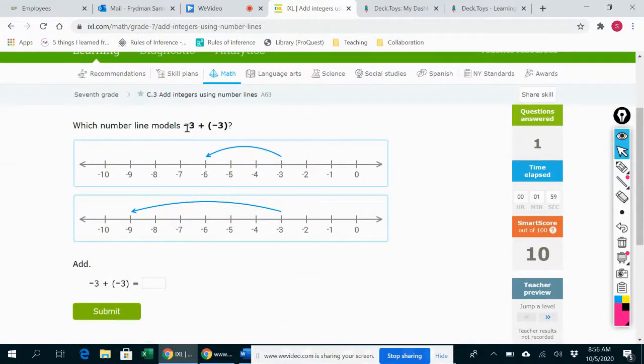Okay, for this one, we're starting at -3. So in both cases here, they put us starting at -3, so we still don't know which one is correct yet. And then we're adding -3. Again, when you add a negative number, you move to the left. So this tells us that we would be going to the left 3 spaces. So that would be this one because it shows us starting at -3 and then going to the left 3 spaces. Okay, and we would land on -6.